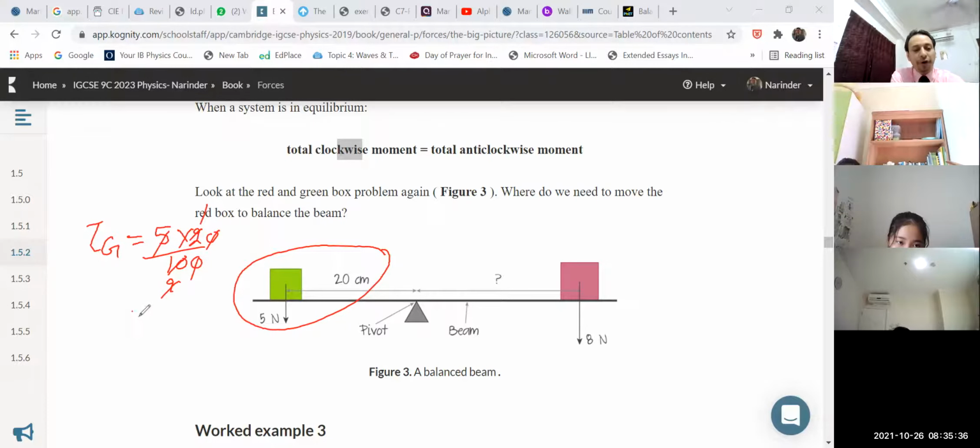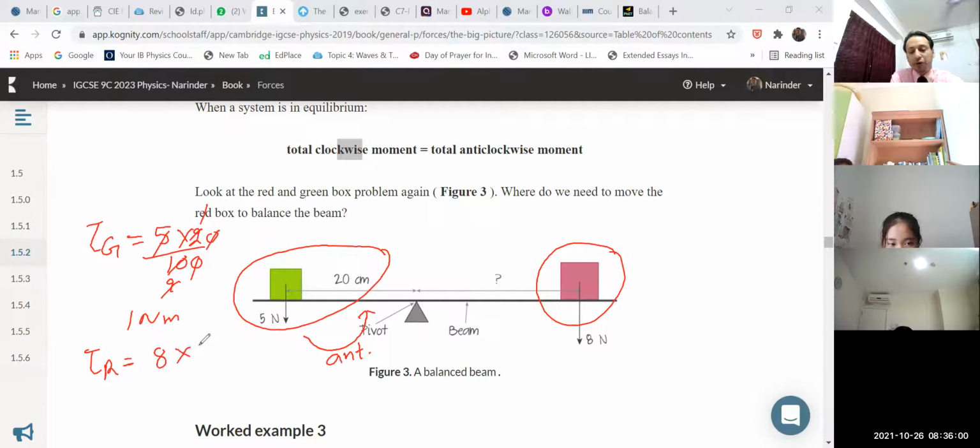So this is 1 Newton meter, the torque acting on the green box, and due to that it will rotate in the anti-clockwise direction. In the second case, the distance is unknown. Still, I can find the turning effect on the red box, given by the force of 8 Newton. I'm not sure of the distance, so I will take it as unknown, D. Just consider that I place the red box at a distance D from the pivot point.